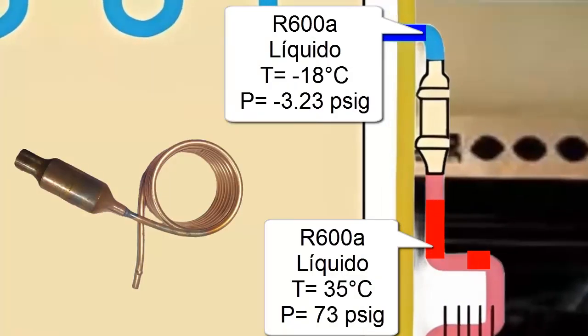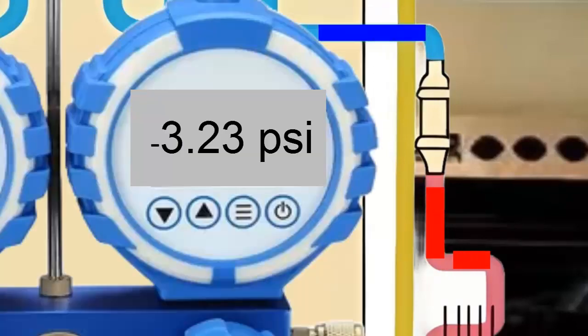In the capillary tube, the pressure and temperature of the refrigerant decrease significantly, so it returns to the initial pressure of negative 3.23 pounds per square inch and minus 18 degrees Celsius. The R600A, now in a liquid state, with low pressure and temperature, returns to the evaporator to start the refrigeration cycle again.